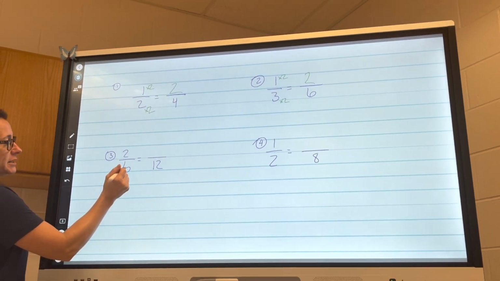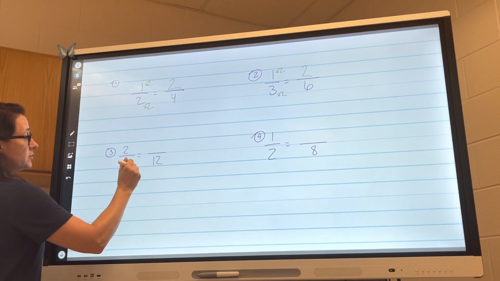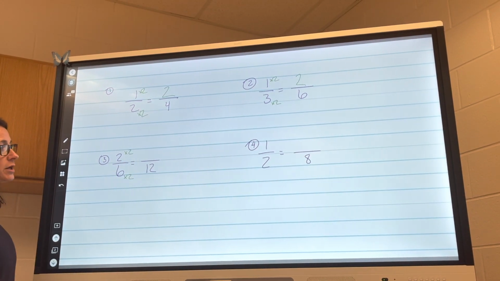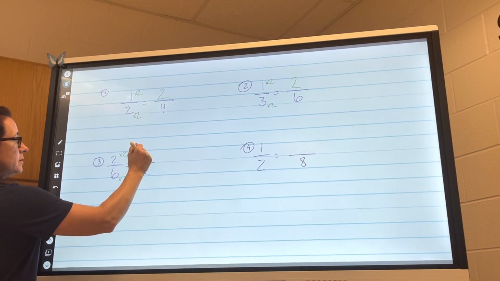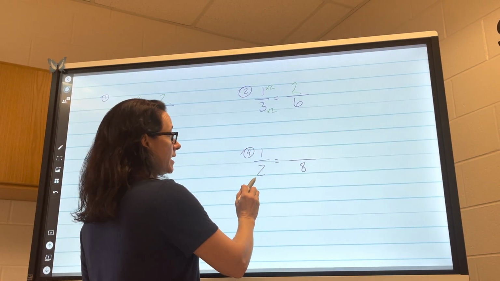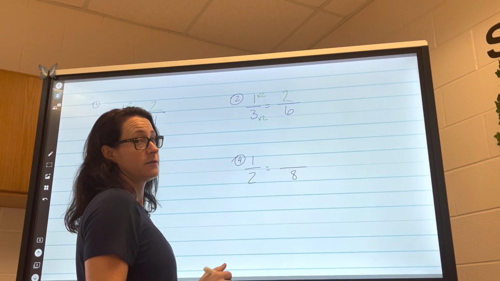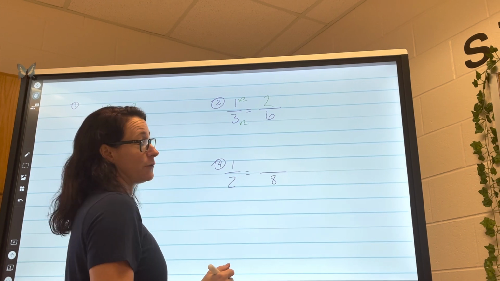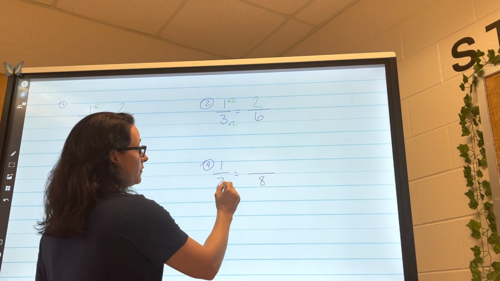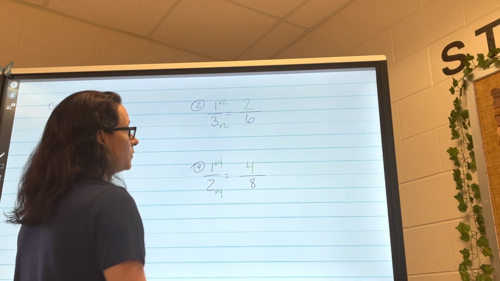Then I have 2/6. My denominator changed from 6 to 12. So what do you multiply 6 by to get to 12? Multiply it by 2. Do the same thing to your numerator, and you get 4/12. And finally, this time, all of these you multiplied by 2. And this one, if you multiply 2 by 2 here, you only get 4. So what do you multiply 2 by to get to 8? Well, you multiply it by 4. So you do the same thing to your numerator, and you get 4.